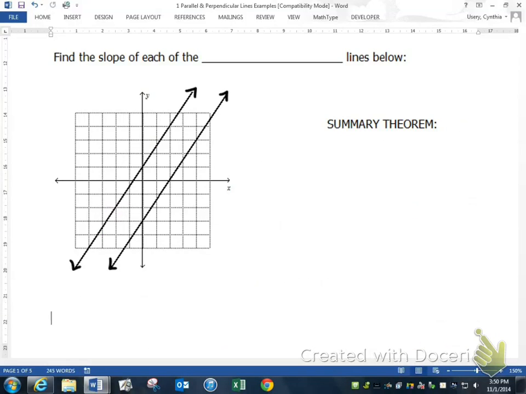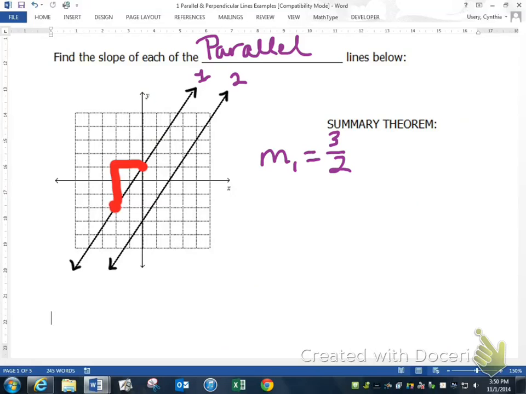Okay, it says find the slope of each of the parallel lines below. Well, these lines are obviously parallel, and so let's find the two slopes. We're going to call this line 1 and we'll call this line 2. So the slope of line 1, we're going to pick 2 points on it. Let's say this point right here and this point right here. So it looks like I'm going to go up 3 over 2. So that means that my slope would be 3 over 2. I cannot simplify it, so it's going to be 3 over 2.